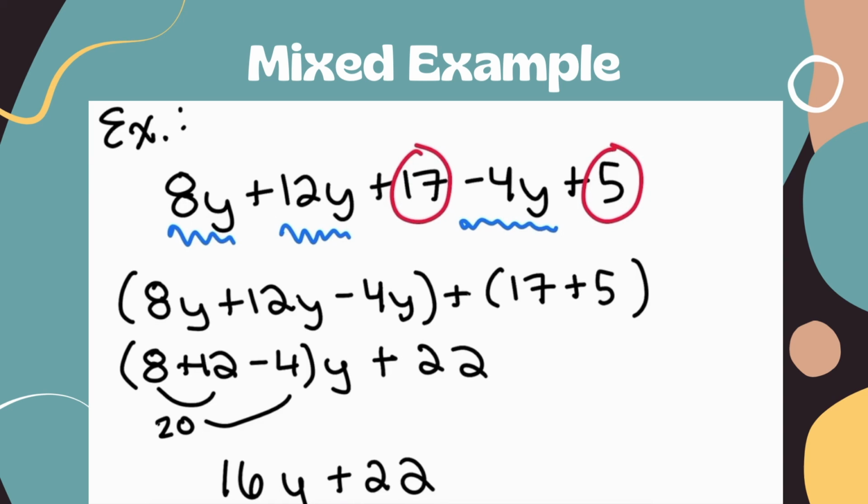Now, we want to get in the habit of checking our work because it's really important that we have the confidence and the knowledge to verify if our answer is correct. So what I like to think about is going back to the beginning. 8y plus 12y is 20y, minus 4y is 16y. And then I think 17 plus 5 is 22. Am I correct? Yes, woohoo, celebration.